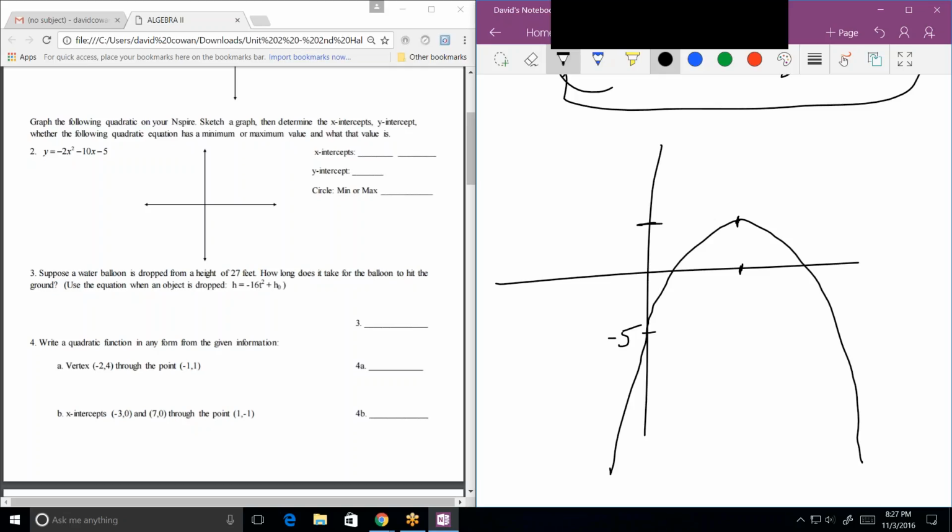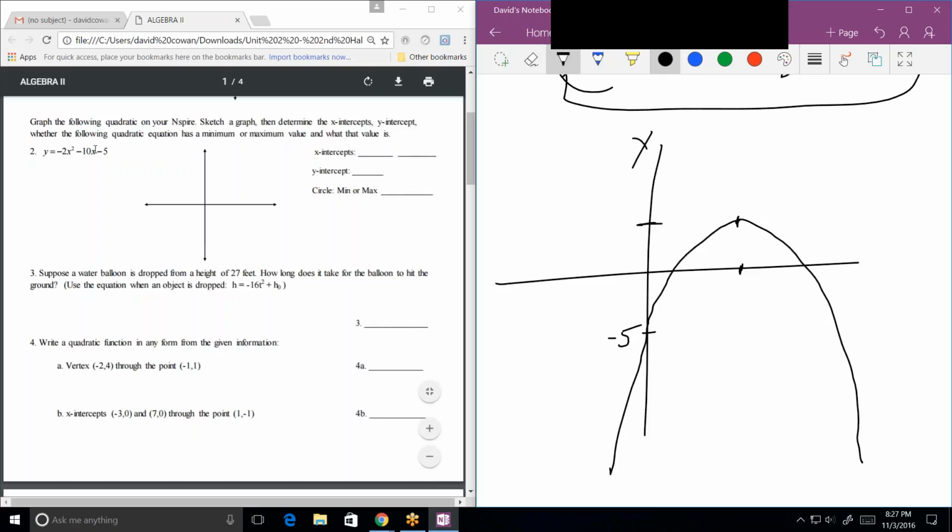But, well, I guess for us to figure out this y value, we need to find the vertex. Okay? Okay. So the easiest way to find the vertex is to find the x-coordinate of it and then plug in that value into this function, and that'll tell you what this point is.